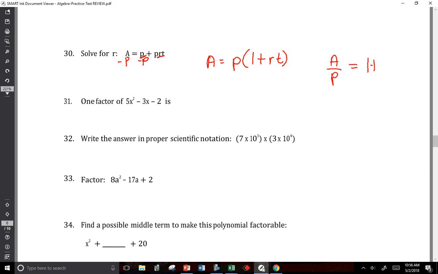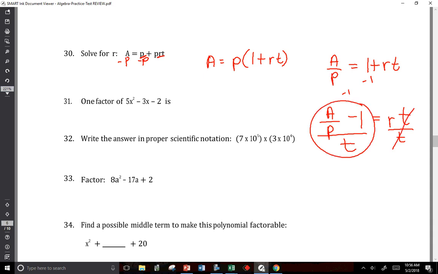So we would have a minus p equals prt. And then you would divide by pt. But then, can't you cancel out the p's? Okay, good question. Can you cancel out the p's? I don't think so, right? You cannot. Hey, that looks fine. See? Good job, Michael.